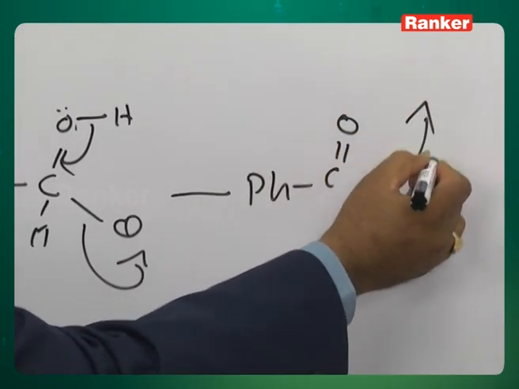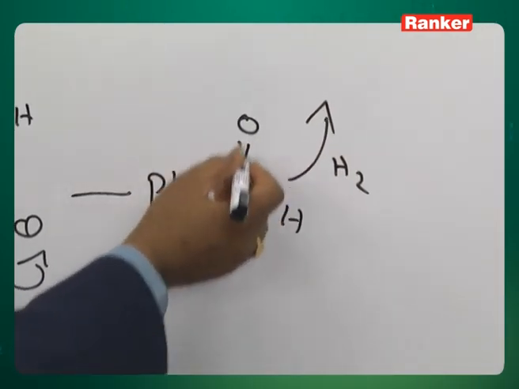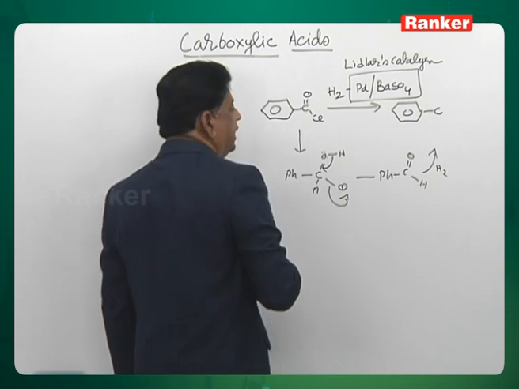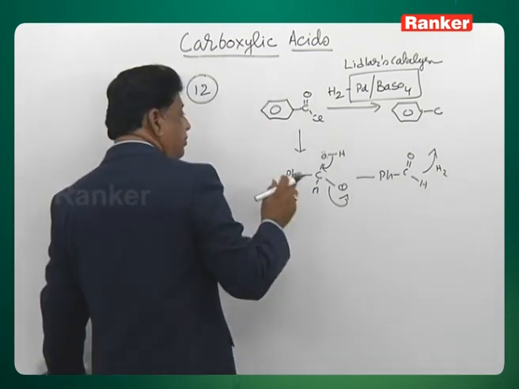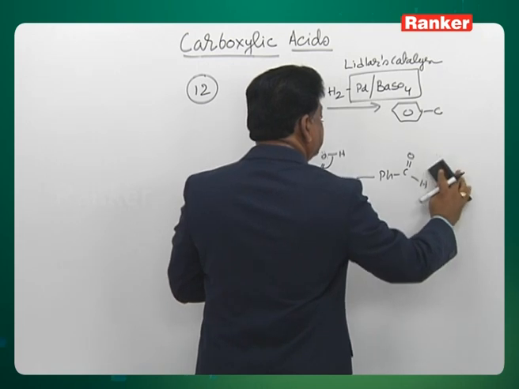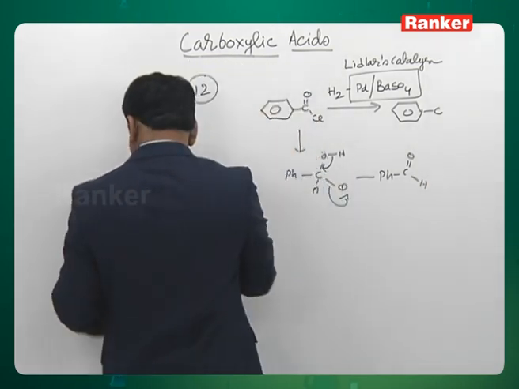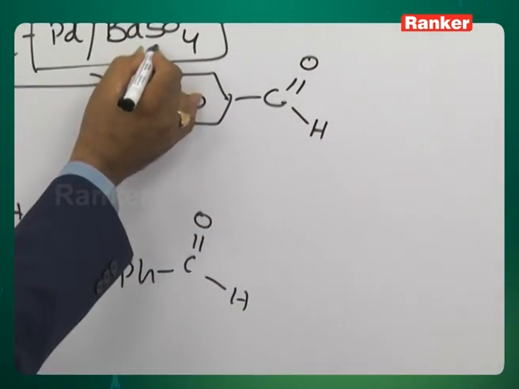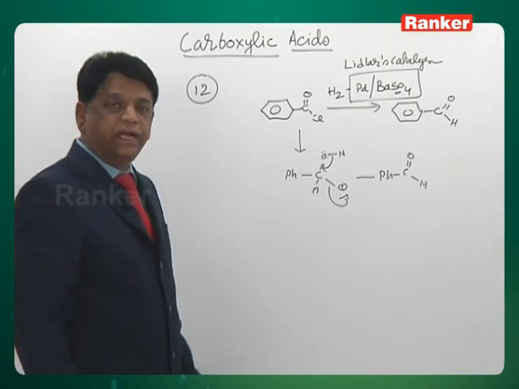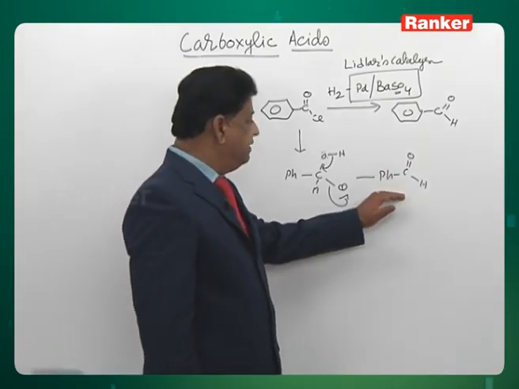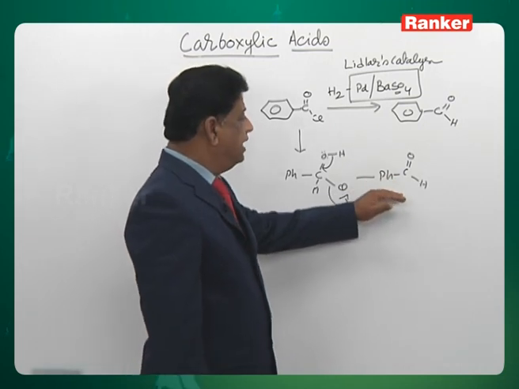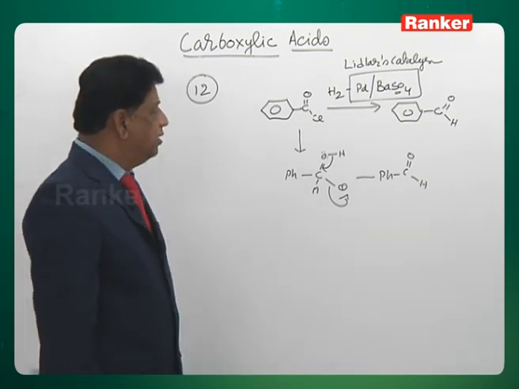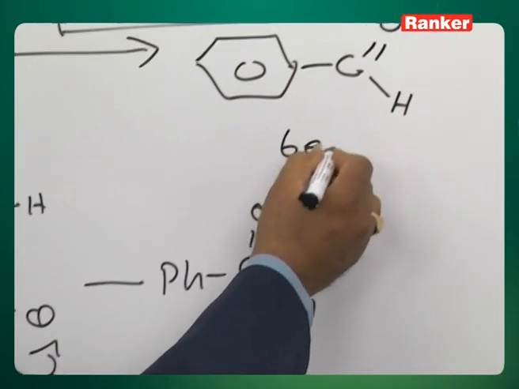Benzaldehyde once again reacts with hydrogen, adding H and H, and you would get the primary alcohol, benzyl alcohol. But the reaction will stop at benzaldehyde, because of the poisoning of the catalyst by sulphur, so the reduction is restricted and stops here. If lithium aluminum hydride were added, the aldehyde would have been reduced further to the primary alcohol, benzyl alcohol. But here what you get is benzaldehyde.